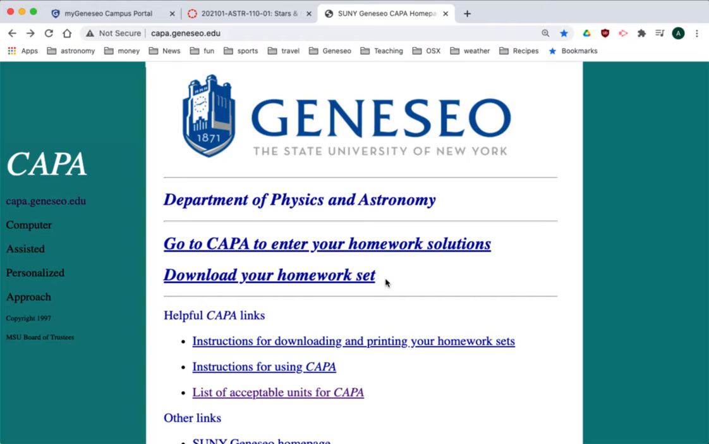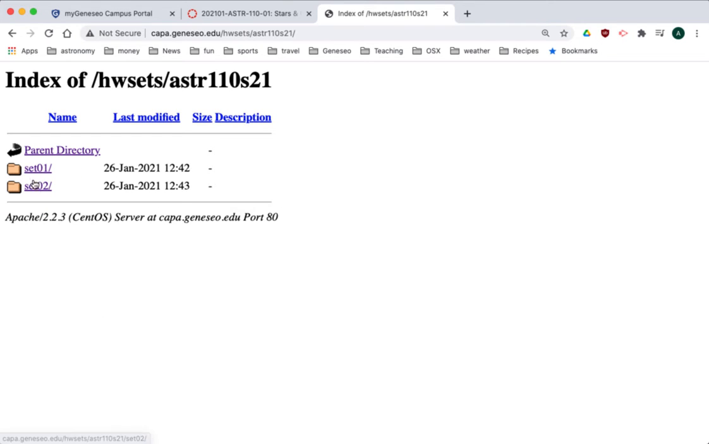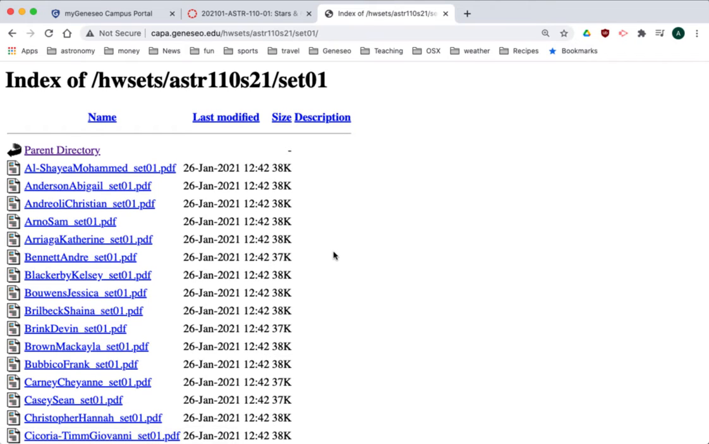So the first thing to do is click on the download your homework set link. This will take you to a page that shows you all of the classes on campus that are using this particular homework system this semester. But we are in ASTR 110, so you click on that link. You see there are 2 sets currently posted, sets 1 and 2. Click on the set 1 link to start.